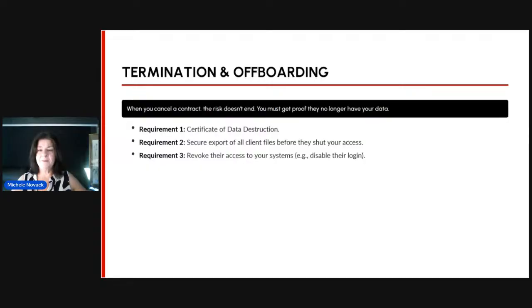Demand a certificate of destruction from that vendor. Email them, go online, submit a ticket, however you need to get this. Send a formal electronic request to that vendor's compliance team demanding a timestamped certificate of data destruction. It's a formal document where their tech team swears under penalty or contract law that they have wiped your data off their hard drives forever.